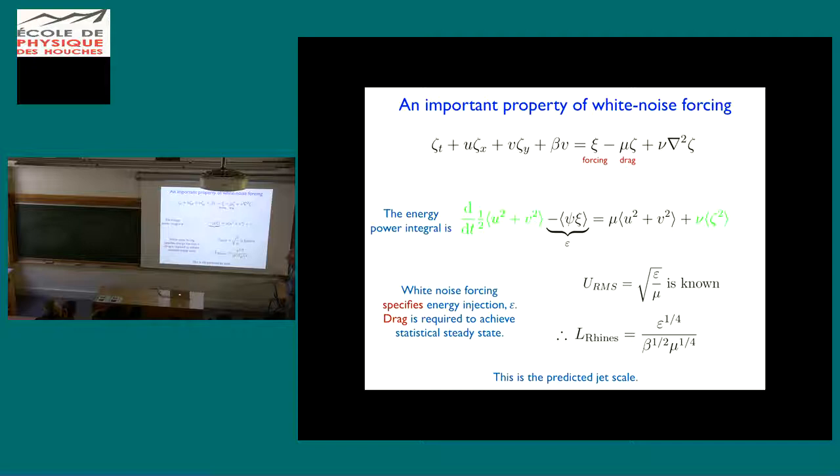And drag is required to achieve a statistical steady state. That's the other obvious point about this. You keep stuffing in energy, there's an inverse cascade, which is why this term is unimportant. So drag determines the energy level. And then taking this U RMS velocity, I can define a Rhines scale as the square root of U over beta, and there it is, and that's the predicted jet scale.